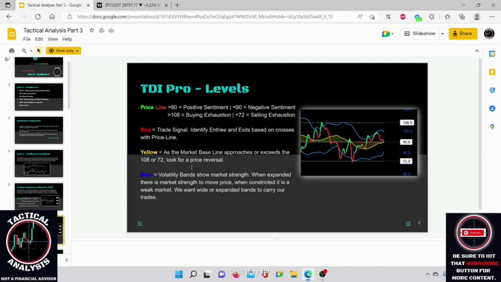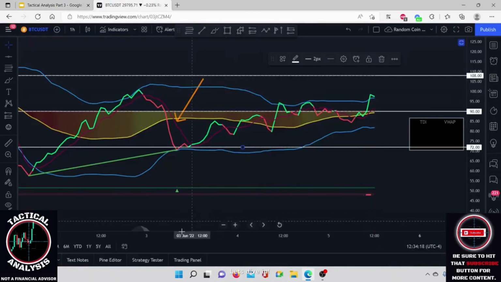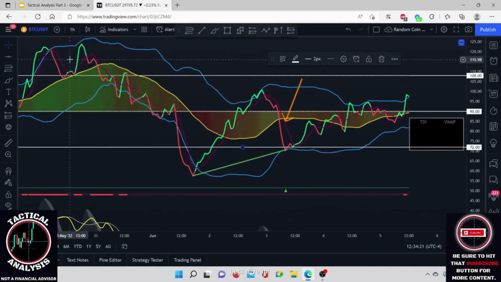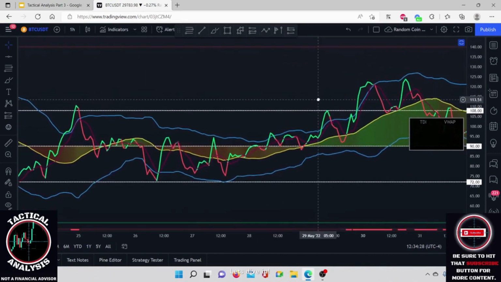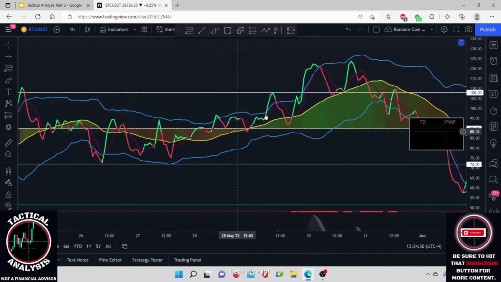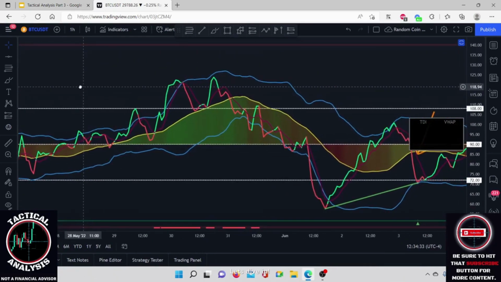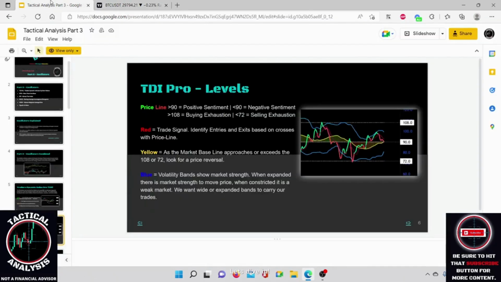Okay, the red trade signal identifies entries and exits based on crosses with the price line. Okay, yellow, as the market baseline approaches or exceeds the 108 or 72, you can potentially look for a reversal. Okay, let's look at it on the chart, right? You can see price coming and breaking below 72. We get a reversal back up. Okay, breaks above, we get a reversal back down. Okay, you can see the price action moving, the market sentiment, market baseline moving up and down. We also have the histogram, and we'll get to that in a second as well. Many tools to use, very efficient, very simple, and very easy to understand.